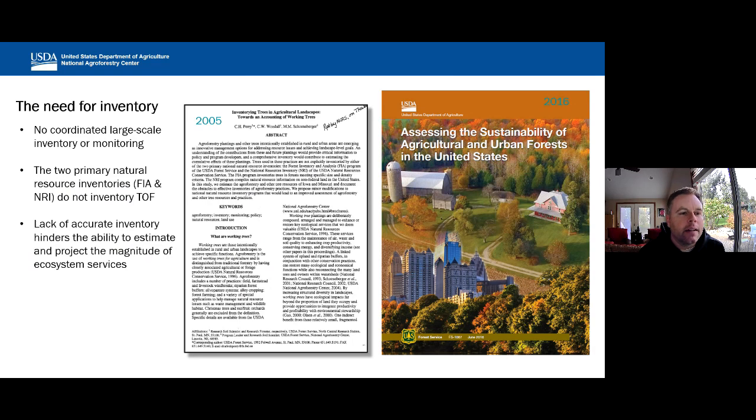A key finding in this USDA report from 2016, titled Assessing the Sustainability of Agricultural and Urban Forests in the United States, says that inventory and reporting activities are sorely lacking in agricultural and urban forests at the national level. A key finding from the publication on the left from 2005 details these inventory gaps and estimates the proportion of trees that are missed by current inventories.